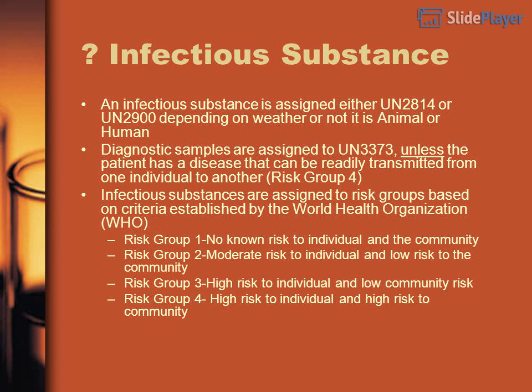Infectious substances are assigned to risk groups based on criteria established by the World Health Organization, WHO. Risk Group 1: No known risk to individual and the community. Risk Group 2: Moderate risk to individual and low risk to the community. Risk Group 3: High risk to individual and low community risk. Risk Group 4: High risk to individual and high risk to community.